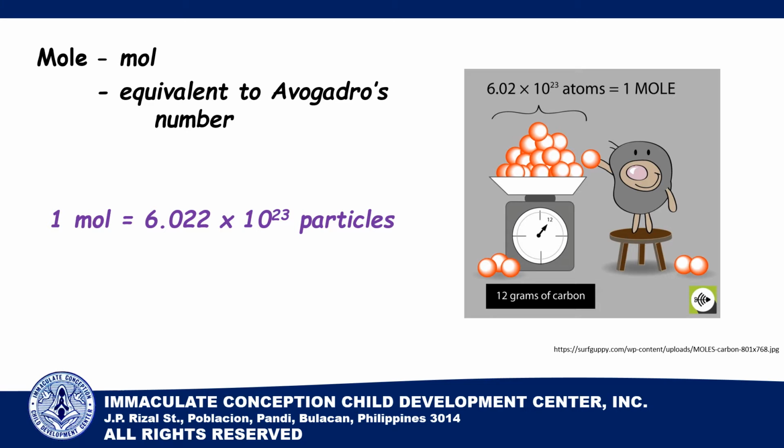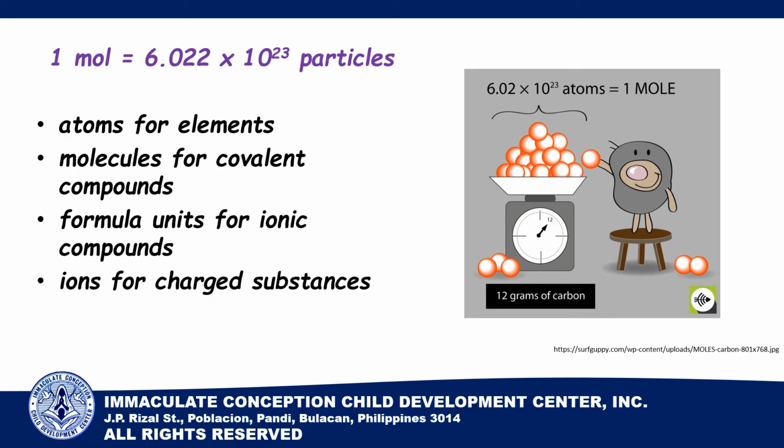The number that 1 mole represents is expressed as 1 mole is equal to 6.022 times 10 to the 23rd particles. Such particles could be atoms for elements, molecules for covalent compounds, formula units for ionic compounds, or ions for charged substances. Mole is a very fundamental unit in chemistry.